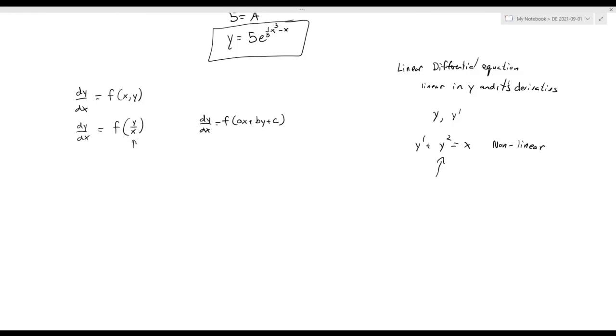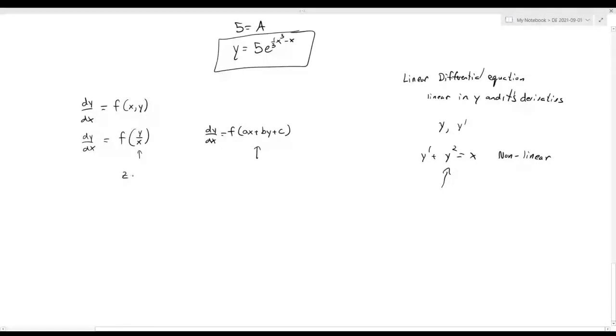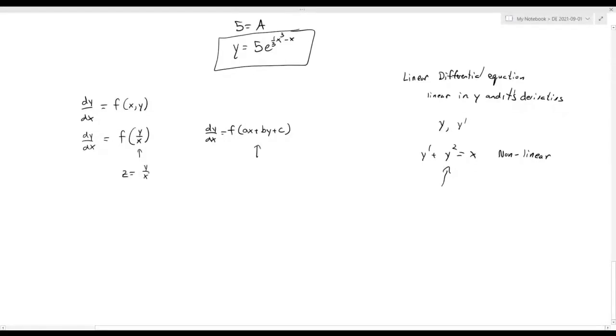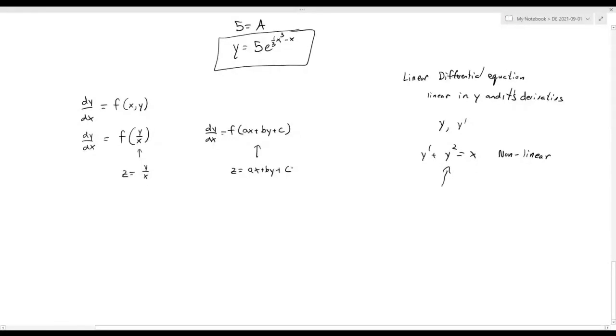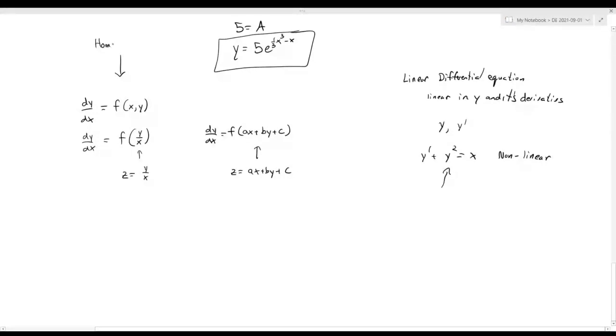All right. So the theme is that if on the right-hand side you have not just a function of x and y, but you have more structure, a function of a single expression involving x and y, then the trend is to simply lump that expression into a new variable to simplify the right-hand side. So here we would probably let z equal y over x. And over here, we would probably let z equal ax plus by plus c. So the homogeneous ones are going to be the ones over here. That's homogeneous, and that's what we're going to deal with first.